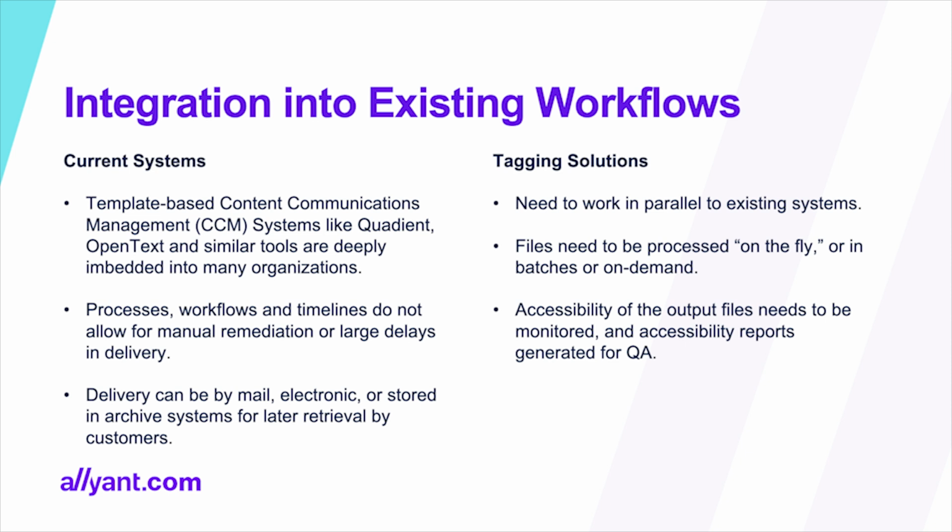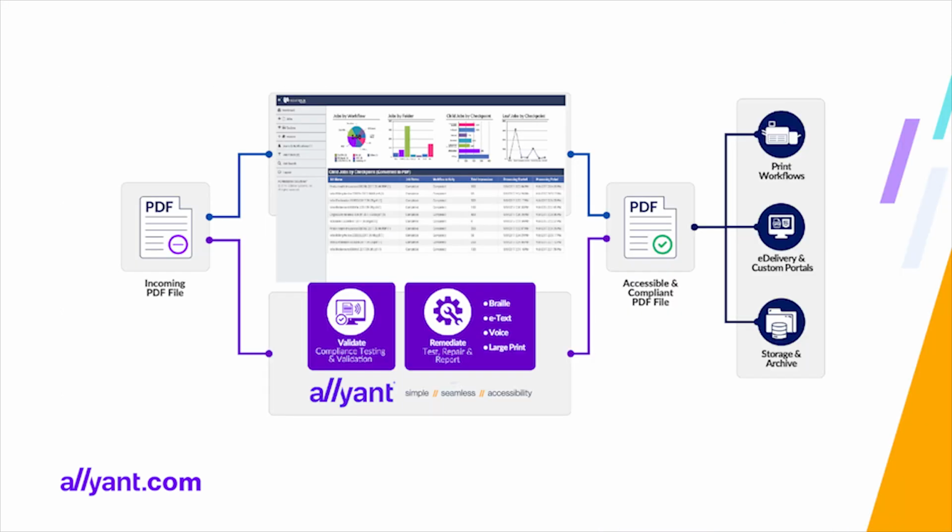So this drawing shows how our systems work and some of the various things that can occur. You've created the final PDF document. On the left-hand side, your CCM system has now generated a document. It would either go to be printed, go to a portal for e-delivery, or be archived so you have copies that somebody could retrieve in the future.